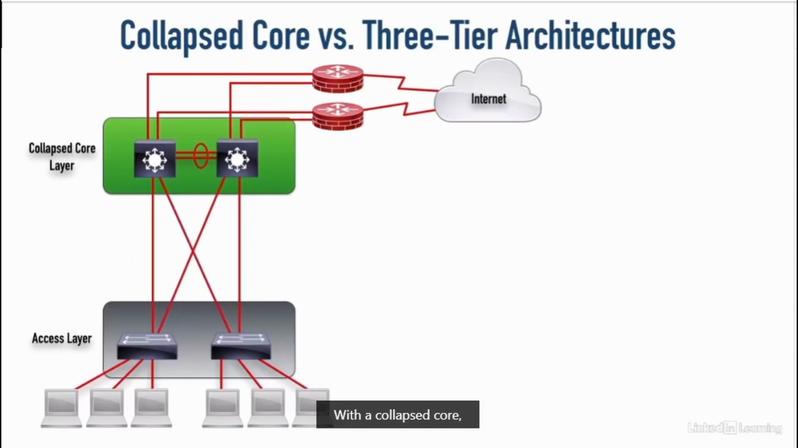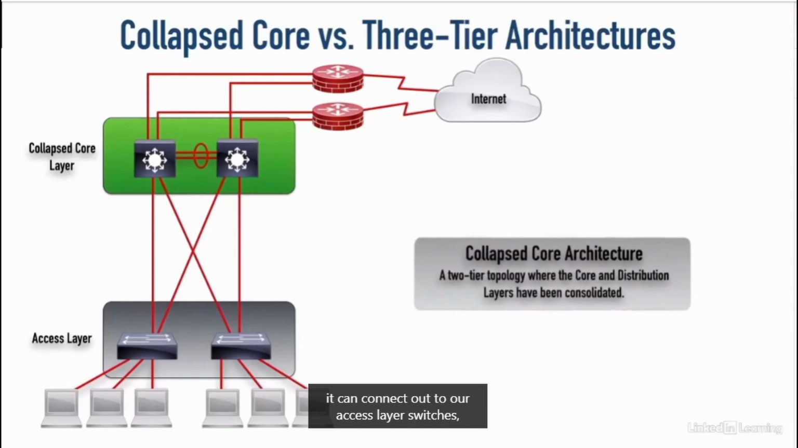With a collapsed core, we combine the functions of the core and distribution layer switches. Specifically, this collapsed core can connect out to our access layer switches, and it can also get us out to the internet, and it can interconnect our different access layer switches. That's a collapsed core or a two-tier design.